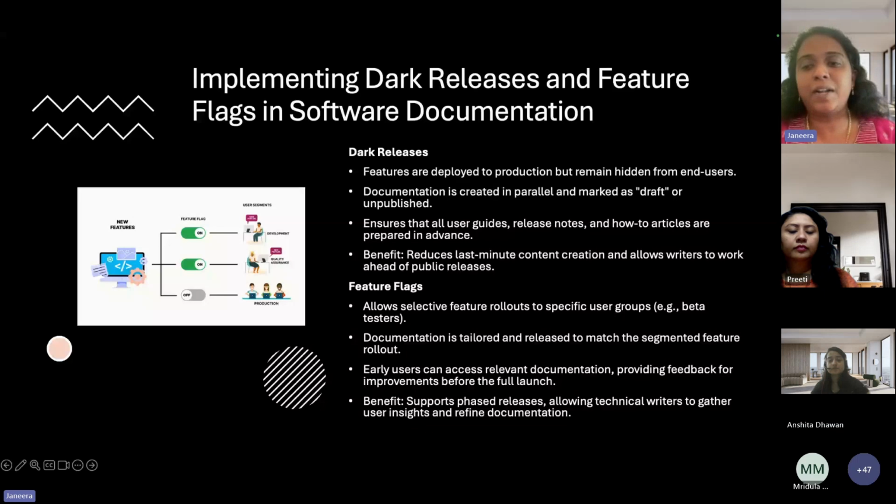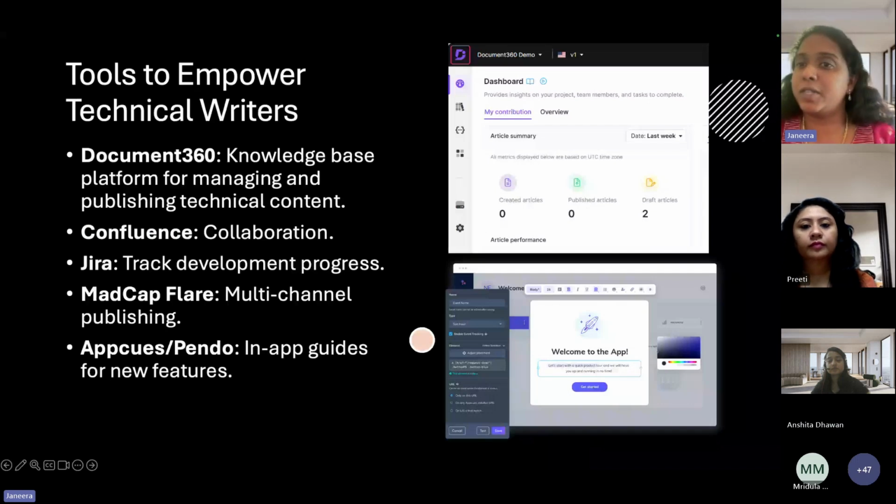And then lastly, I would like to talk about tools that empower technical writers. There is Document 360, which is an all-in-one knowledge base platform, for which I am the technical writer working for the team that develops Document 360. And there is Confluence, which is a go-to for collaboration. There is Jira, which helps you in organizing. There is Madcap Flare, which helps you with multi-channel publishing. You can publish your articles on mobile, web, print, everything from a single source.